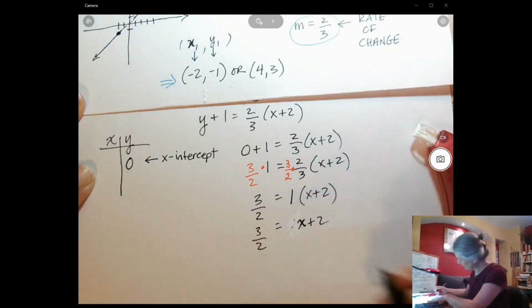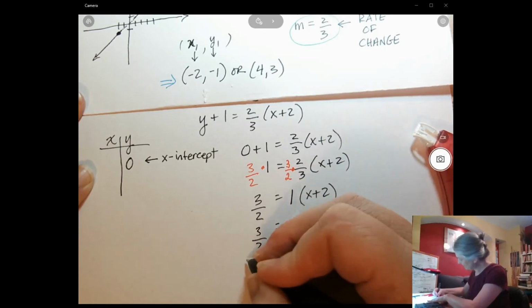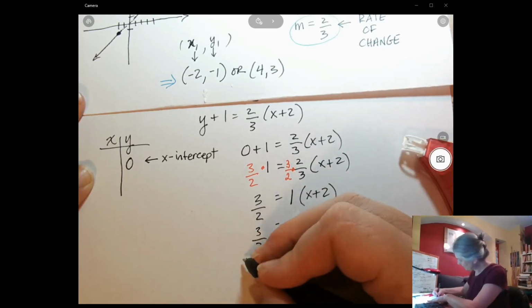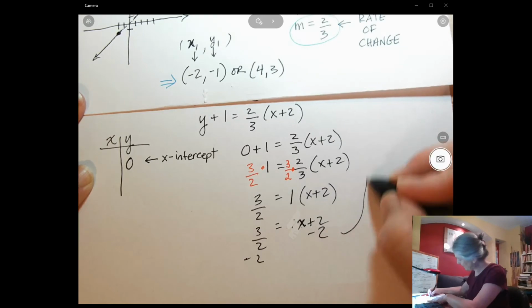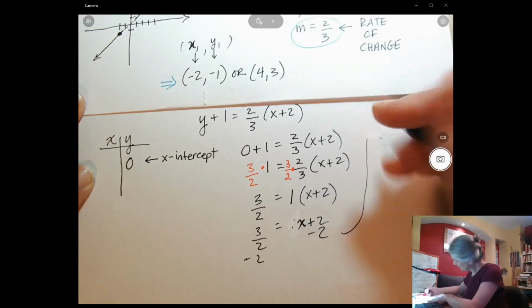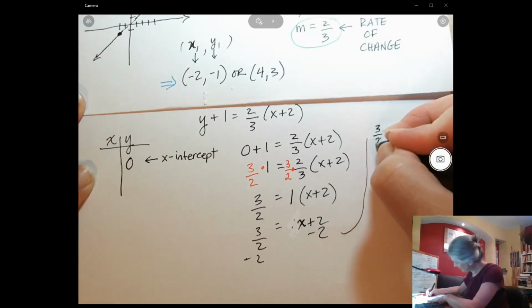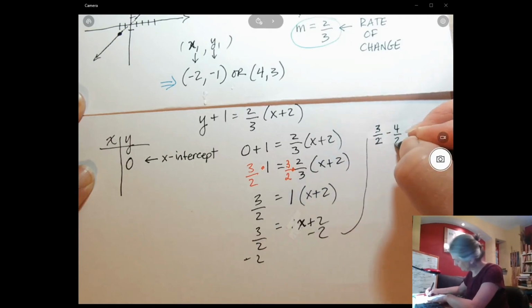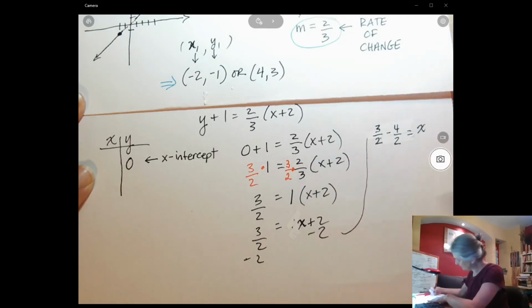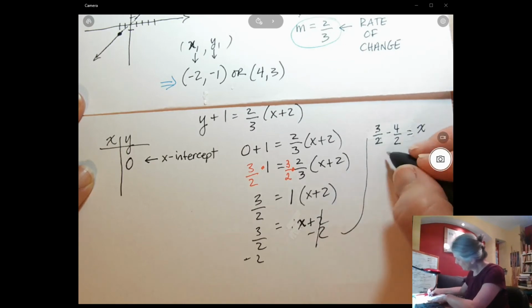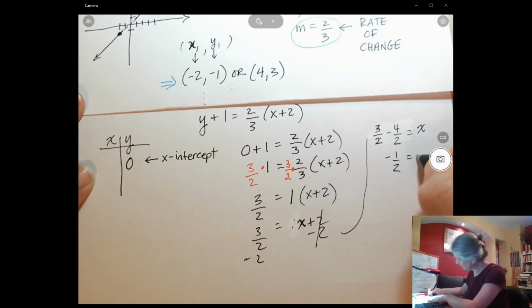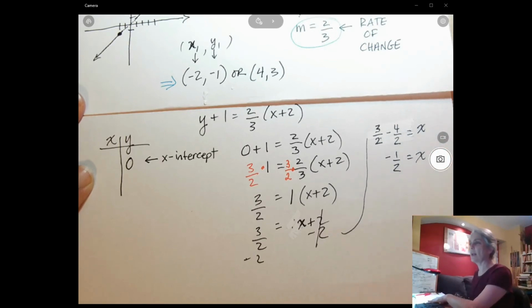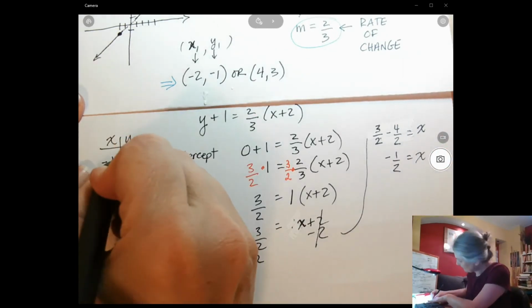x plus 2. Subtract 2 from both sides. We're going to subtract 2 from this side, and let's move it up here. This is going to be 3/2 minus, again, 2 is the equivalent of 4/2, is equal to x, because these are going to cancel. So that's just going to be -1/2 is equal to x. A lot of work to get that x-intercept, but we can write that right there.